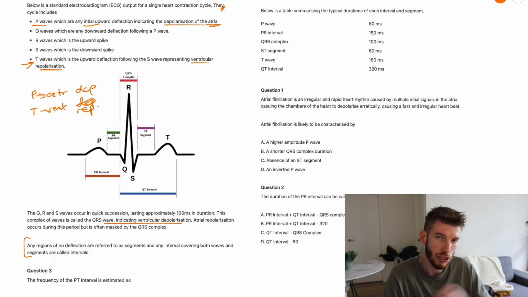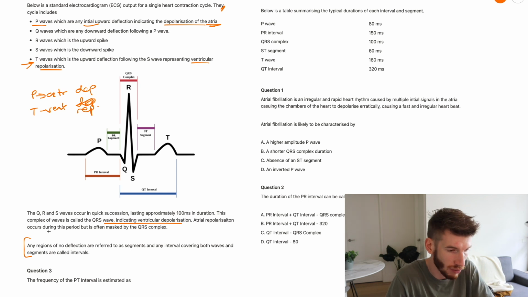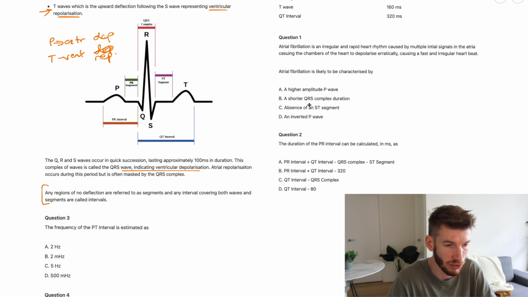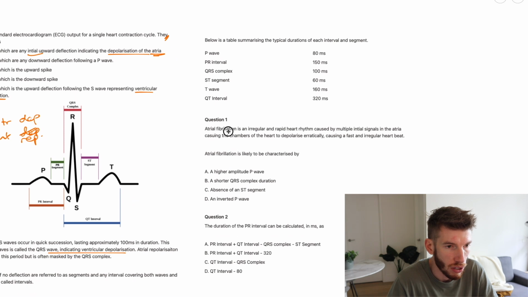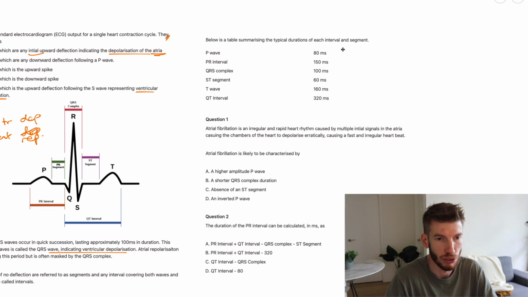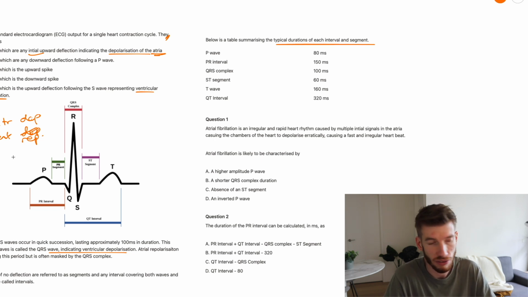So I'd probably just make note of where they are rather than trying to write them down, because if I need to use them, they're just going to be there. It saves me time having to write it. I'll probably forget some of those details. So over here below is a table summarizing the typical durations of each interval and segment. Again, with tables, I've mentioned this before, I really don't read them. I just look at what information it's provided. And in this case, it's already summarized it for me there.